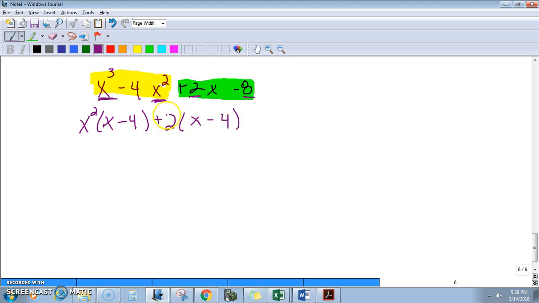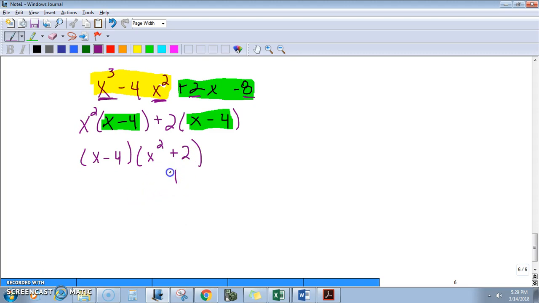And I knew that was going to happen when I first glanced at it. That's why I didn't want to move it around, which is perfect because now I have x minus 4 and x minus 4. So I can then factor that out. So factor a second time, I have x minus 4, and then what's left over is x squared plus 2.